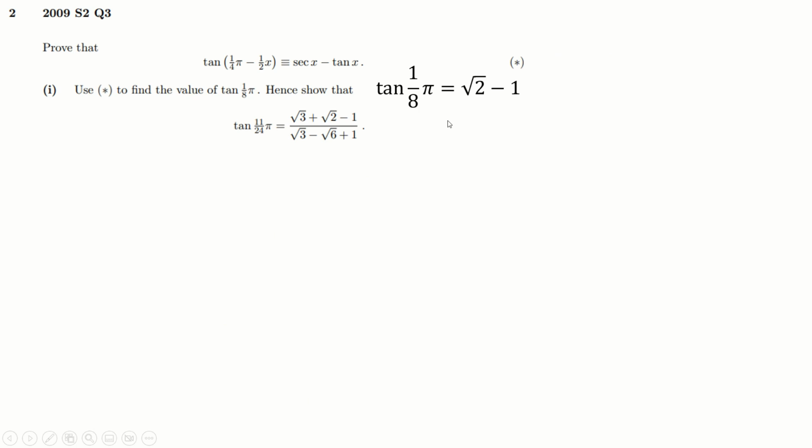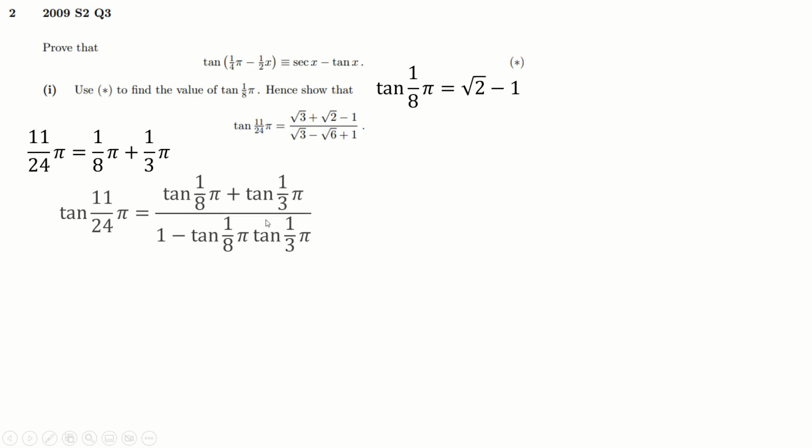Now, using hence means I'm going to be using this idea, not necessarily this one. So okay, how do we use this idea here? Well, think about 11 over 24 pi. That looks to me like it's roughly going to be 1/8 pi plus 1/3 pi, because 3 plus 8 makes 11 times them to make 24. So that seems good. And even better, of course, I know the value of tan of 1/3 pi, so I can just ignore this for now, and I can just use tan of a plus b ideas. I wrote it on the previous slide, didn't I?